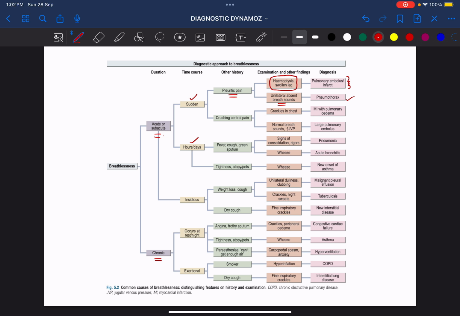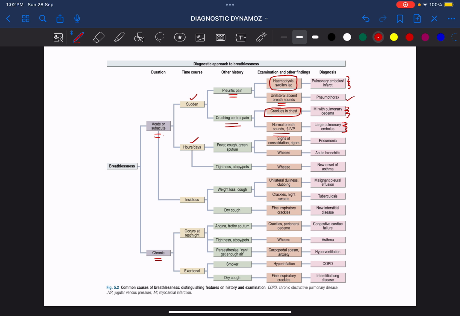And when the sudden onset breathlessness is associated with crushing central pain, and on examination, crackles. Remember, very important, crackles are something you will get either in bronchiectasis or in pulmonary edema. And when the crushing central pain is associated with normal breath sounds and a raised JVP, we have to think about large pulmonary embolism. That is, the patient will be having impending heart failure.